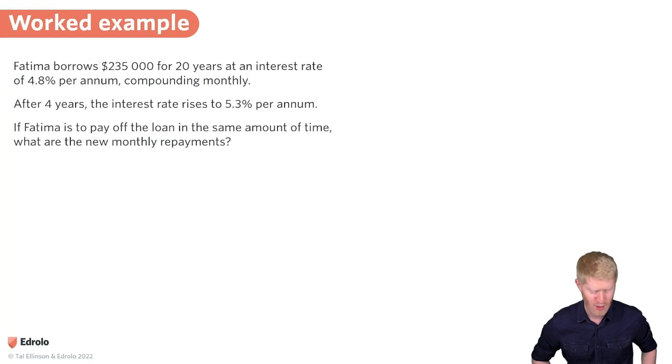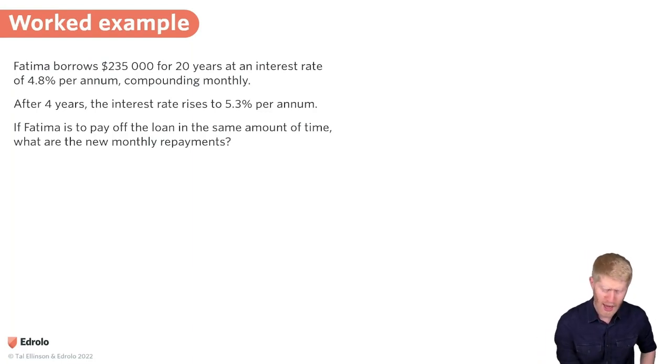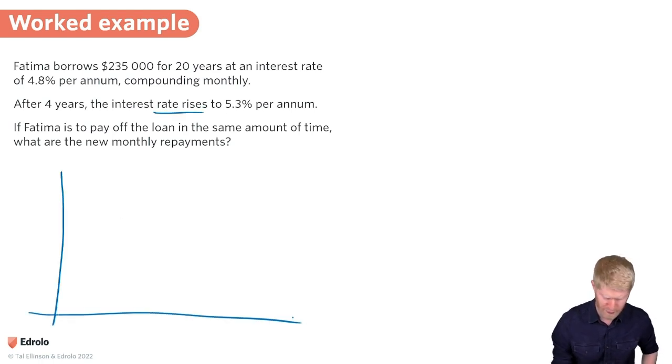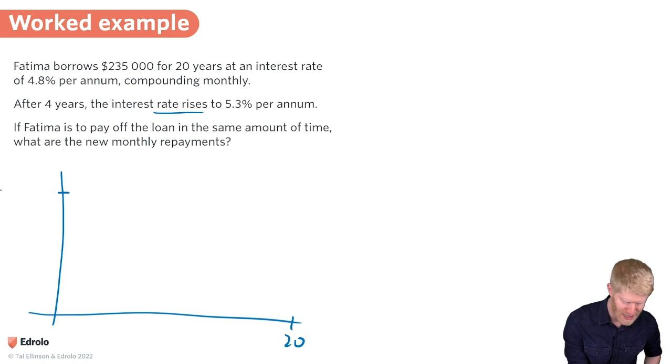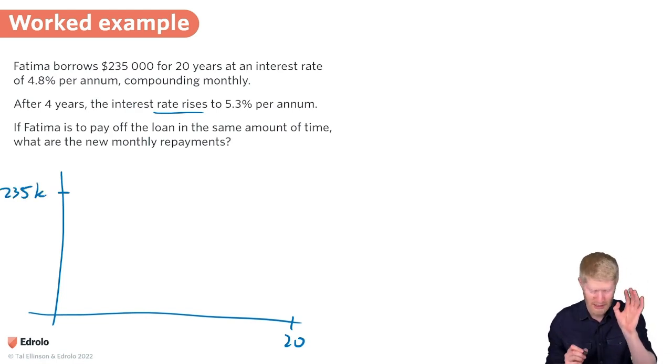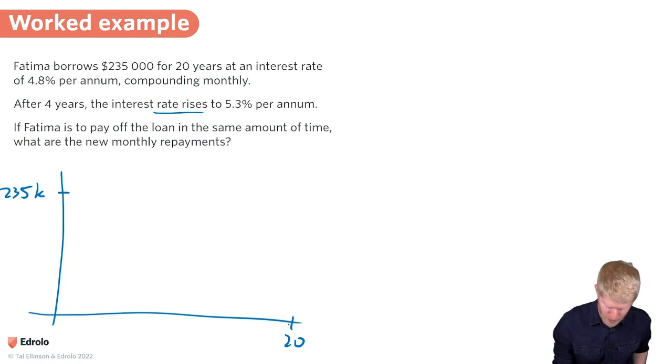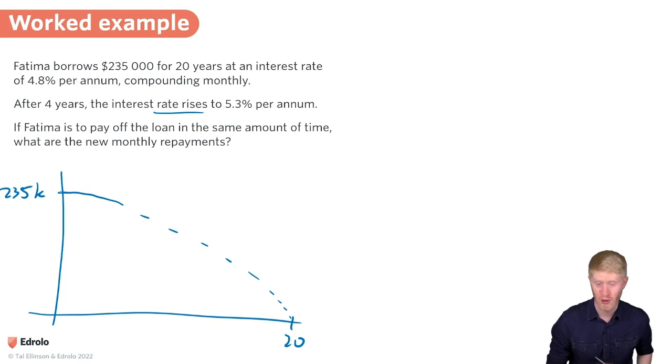All right, Fatima is borrowing $235K for 20 years at a certain interest rate. And after 4 years, this interest rate is changing. Let's draw a graph just to get a feel of what's going on. In this case, the graph is not going to tell us too much. We can't see the change so well, but it will give us an indication. All right, there's a loan. It originally looked something like this.